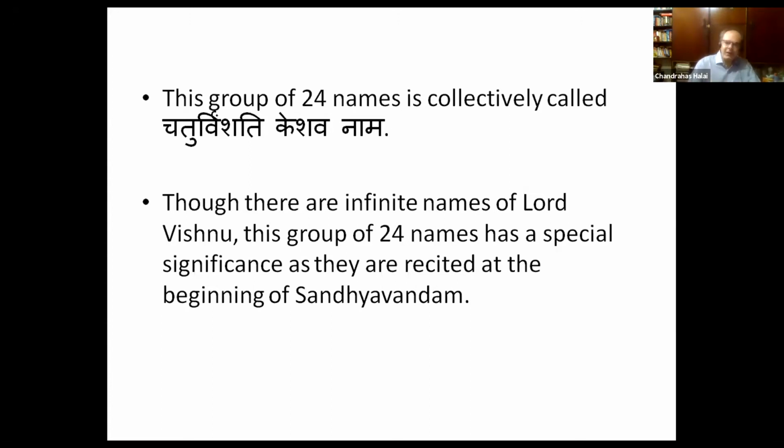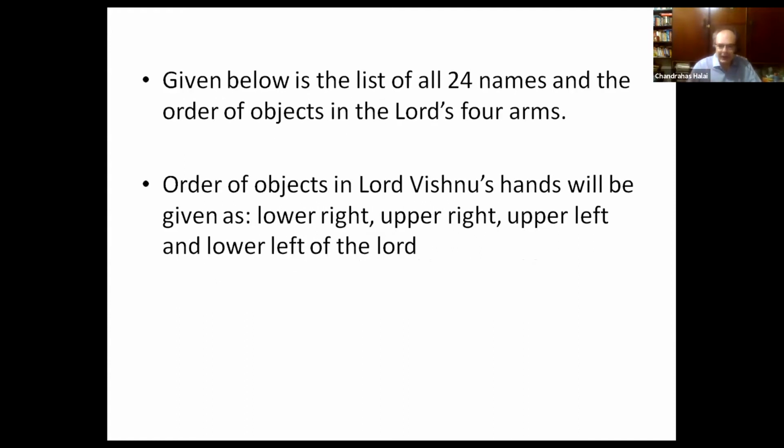Every name has a unique arrangement of 4 ayudh. So I will give you the list of all the 24 names, and the order of objects in the Lord's arms.